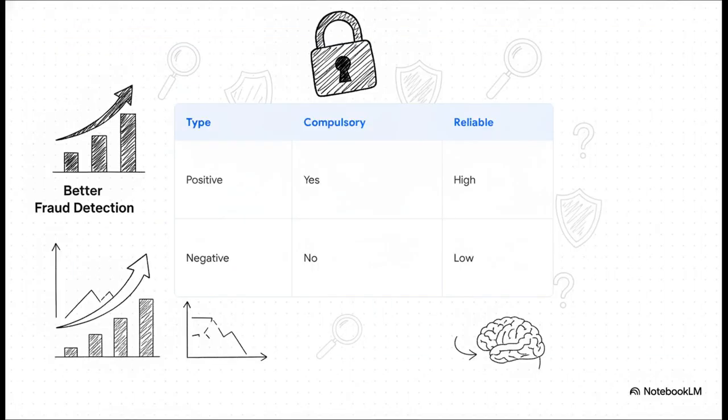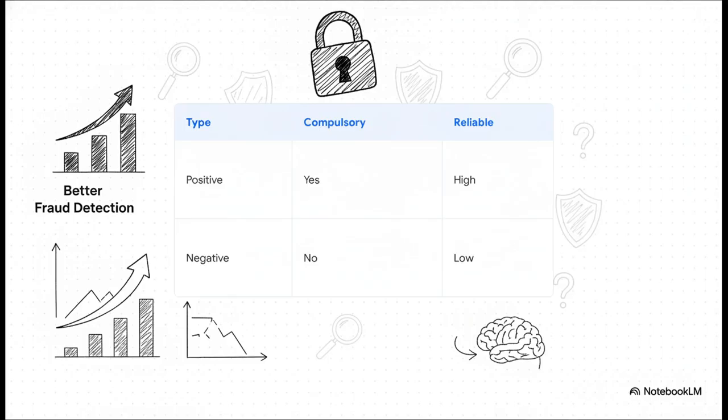Okay, let's lock all of this in for your exams. Here is your first cheat sheet matrix for SA 505. Let's compare positive and negative confirmations side by side. Is a reply compulsory? Positive, yes. Negative, no. Reliability? Positive is high, negative is quite low. Suitability for high-risk audits? Positive is a yes, negative is a firm no.